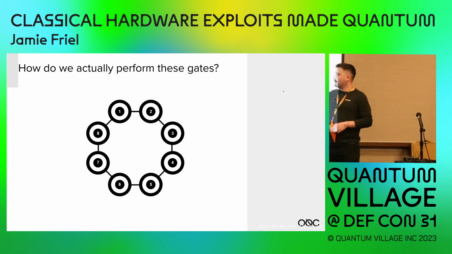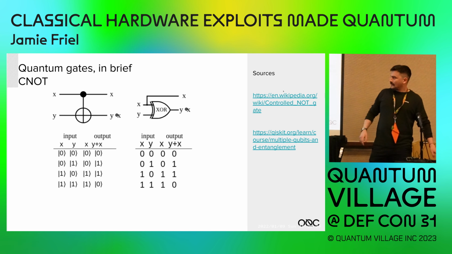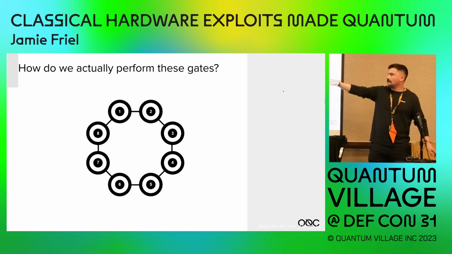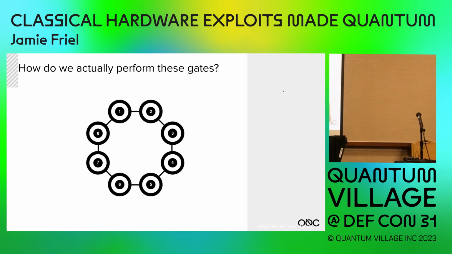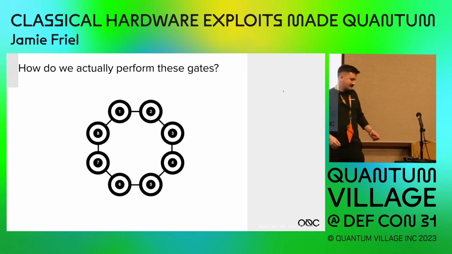So this is where we start to get into what a threat model might look like. And how do we actually do this? How do we make this operation happen? This is a representation of our device Lucy, 8 qubits connected in a ring. And this is a piece of superconducting material that sits in the bottom of a dilution refrigerator with some wires connected to it. How do we actually do anything with this?